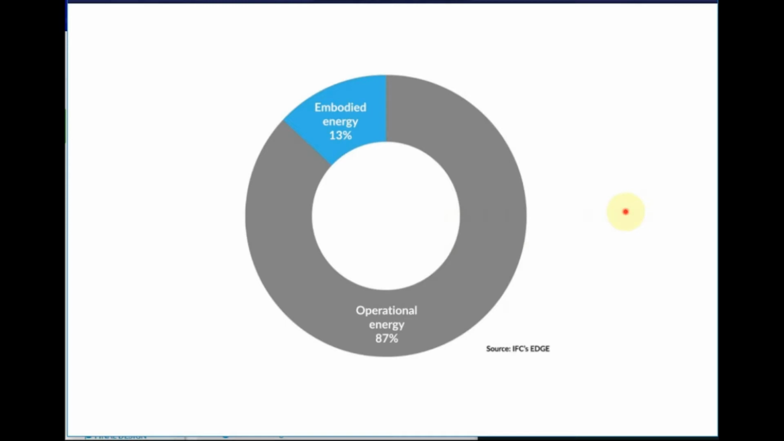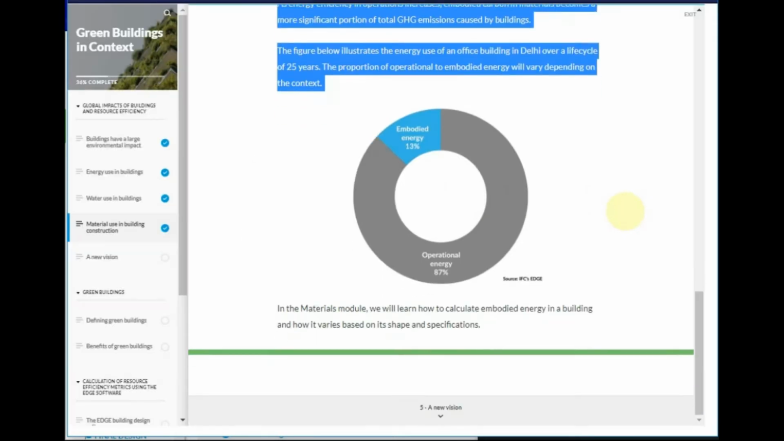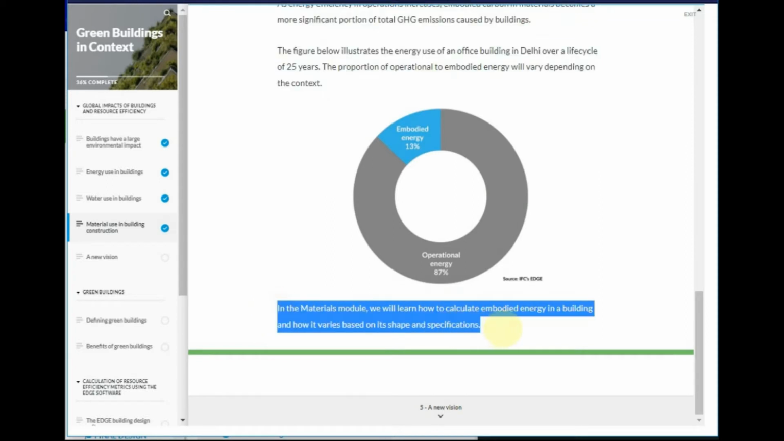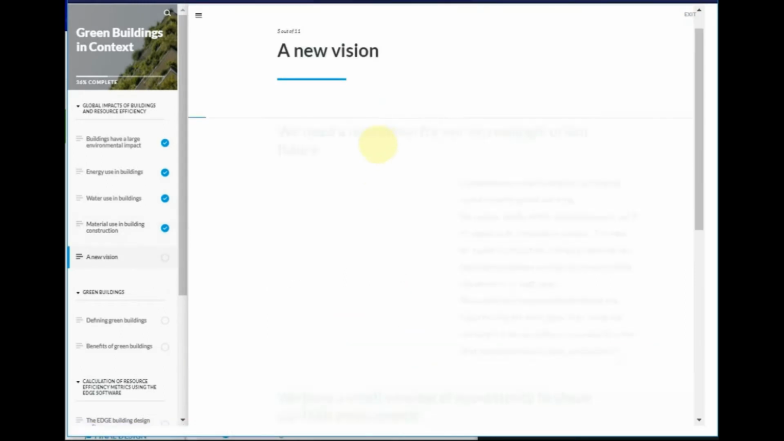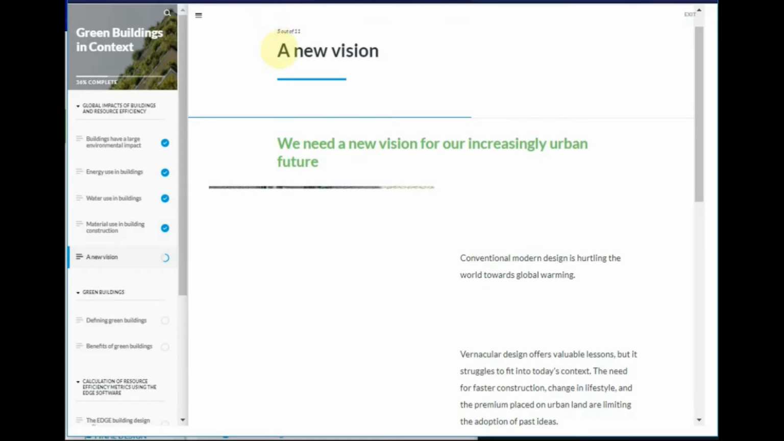The figure below illustrates the energy use of an office building in Delhi over a life cycle of 25 years. The proportion of operational to embodied energy will vary depending on the context. In the materials module, we will learn how to calculate embodied energy in a building and how it varies based on its shape and specifications. A new vision. We need a new vision for our increasingly urban future.